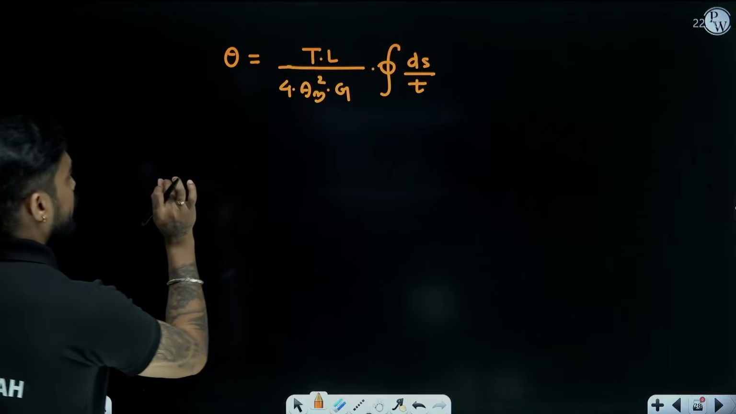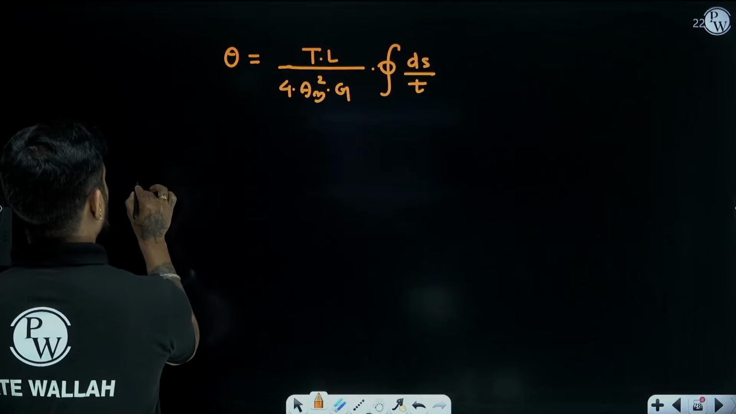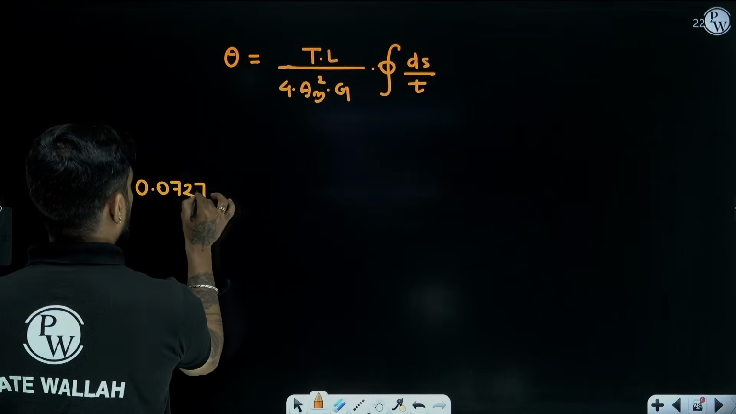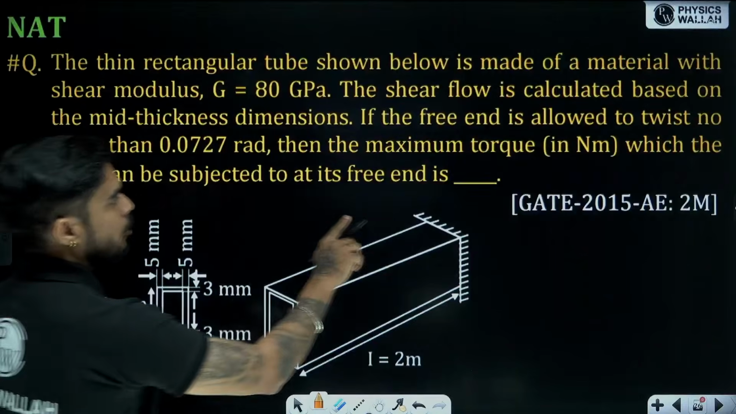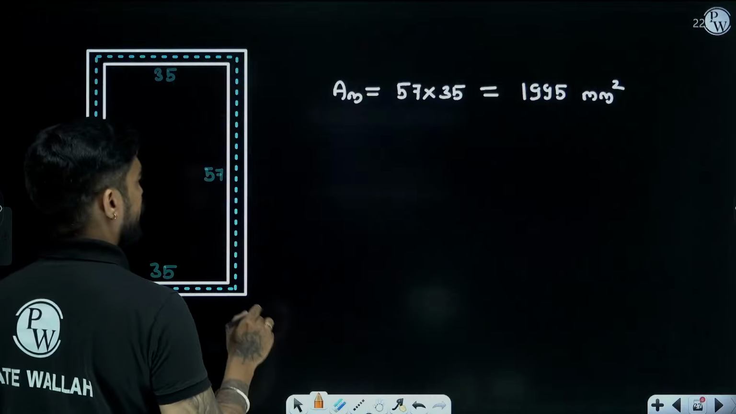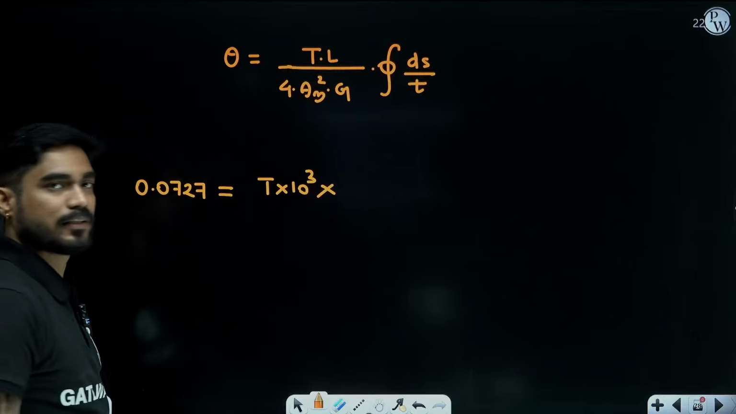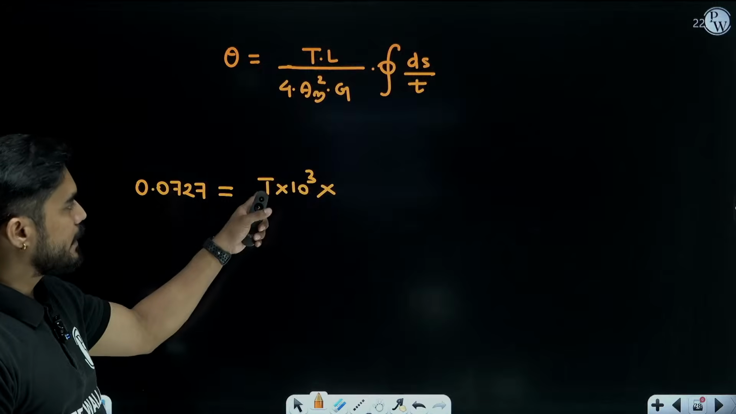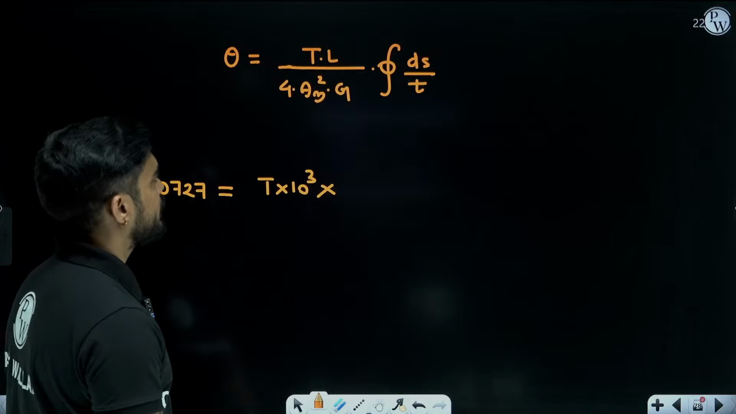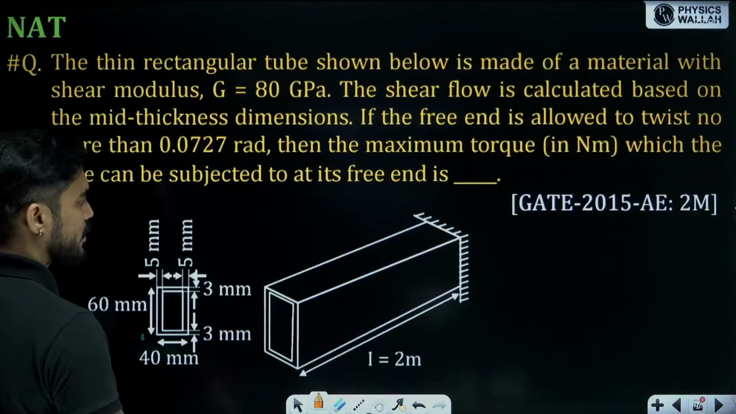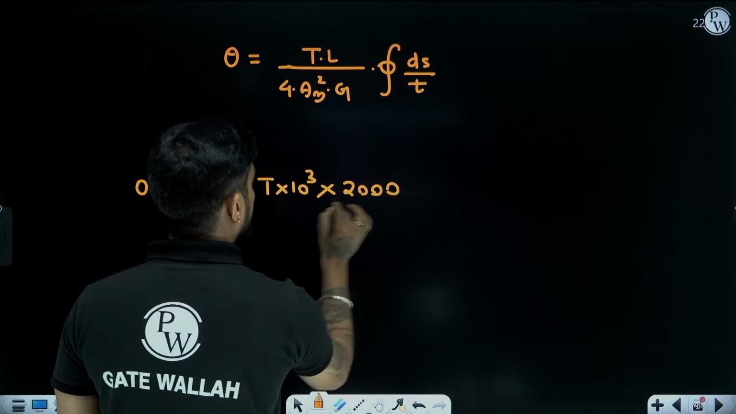Now understand, what is theta? 0.0727, right? What is the torque that we need to calculate? But the torque needs to be calculated in Newton meter. So I can write it T into 10 to the power 3 Newton mm. Let's say T is in Newton meter, so it will become T into 10 to the power 3 Newton mm. What is the length? Length of the shaft is given 2 meters, so we will convert it in mm, 2000 mm.